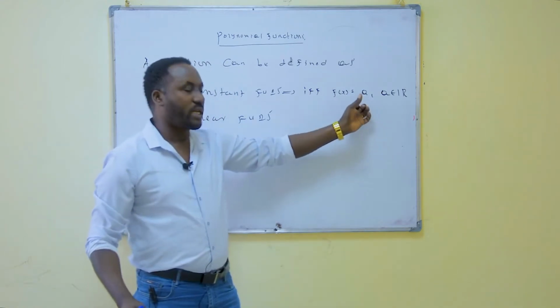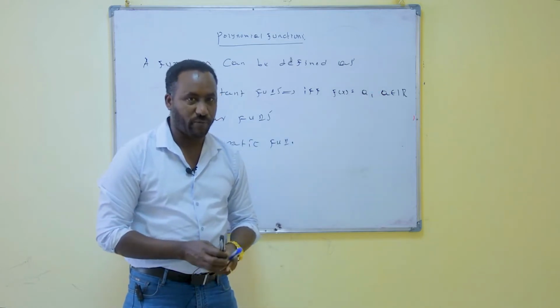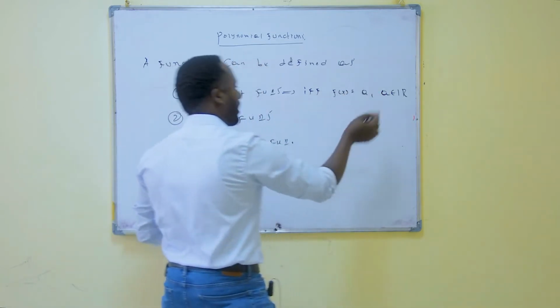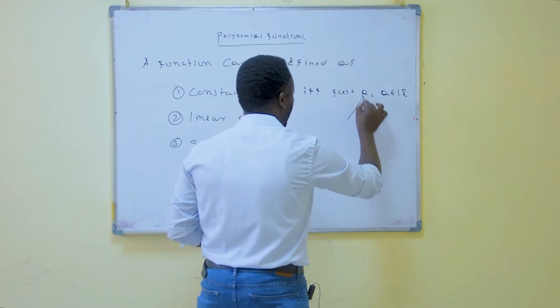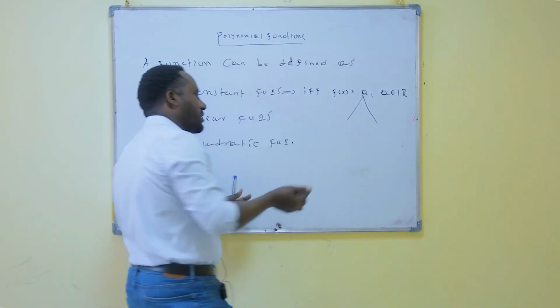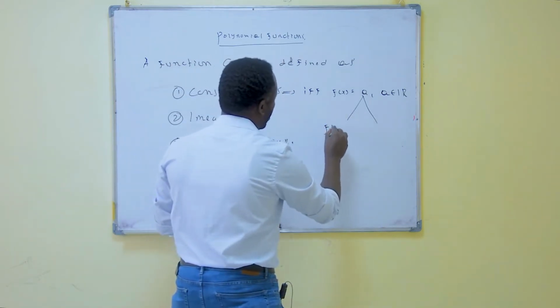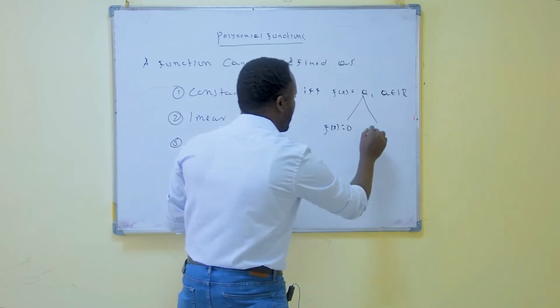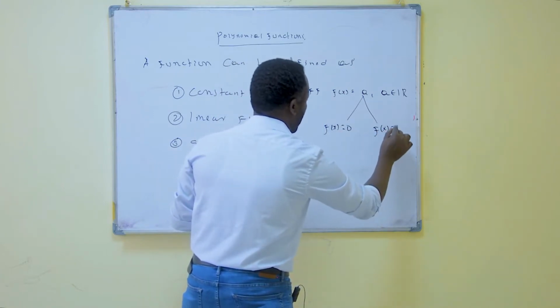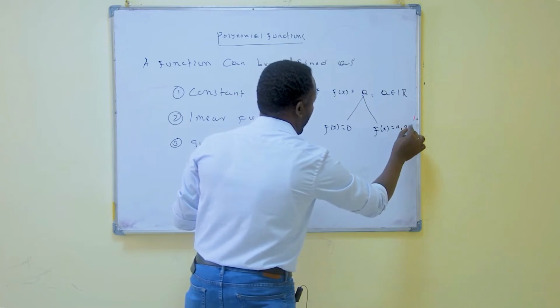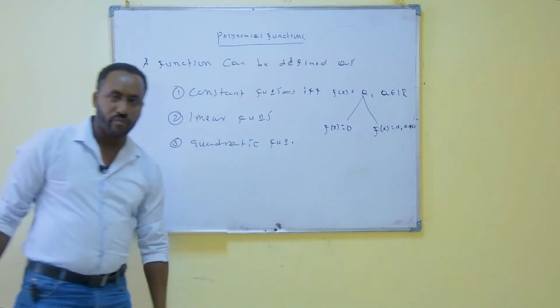A function is called constant when it is defined like this. A constant function can be classified as a zero constant function or a non-zero constant function, for a different from zero.